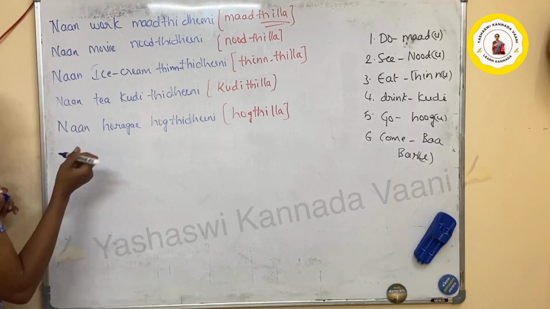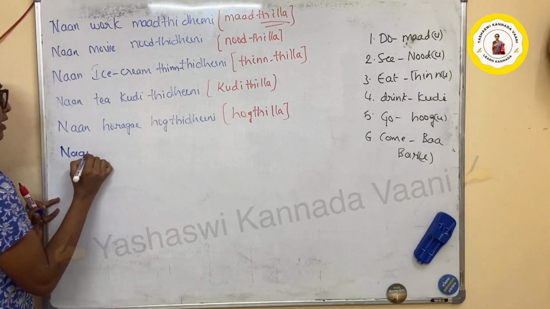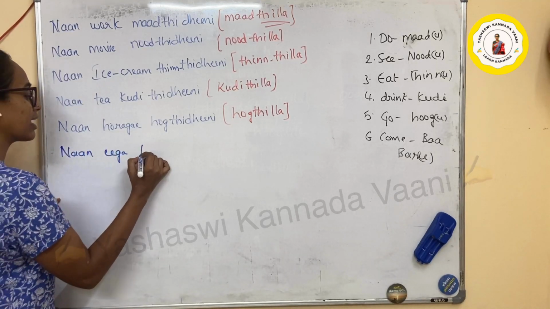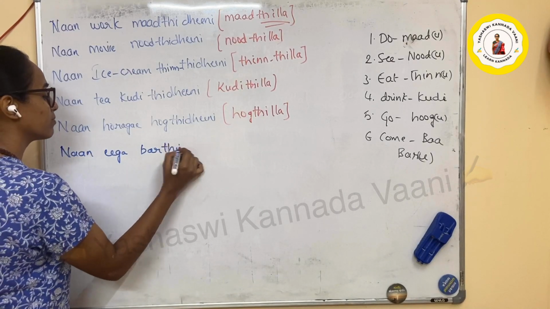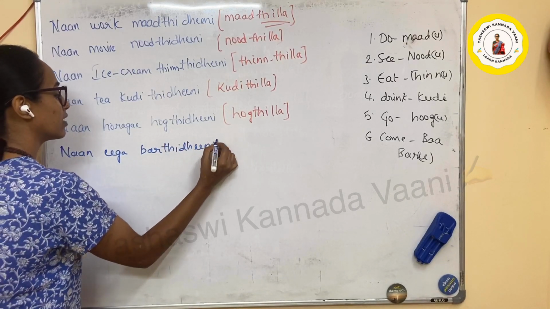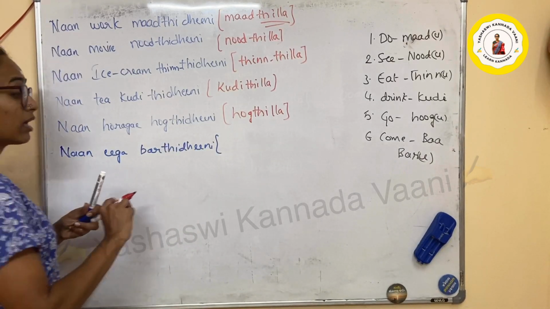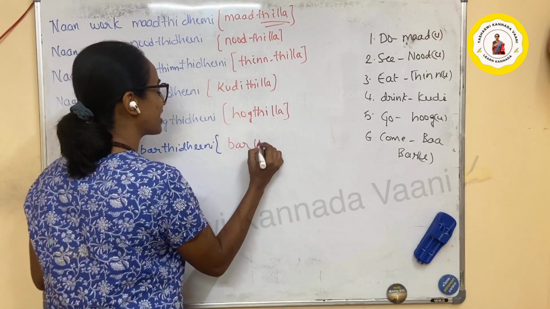Okay. Next one. I am coming now. ನಾನು ಈಗ. Now is ಈಗ. ಬರ್ತಿದ್ದೀನಿ. Okay. So ನಾನೀಗ ಬರ್ತಿಲ್ಲ is a negative version.